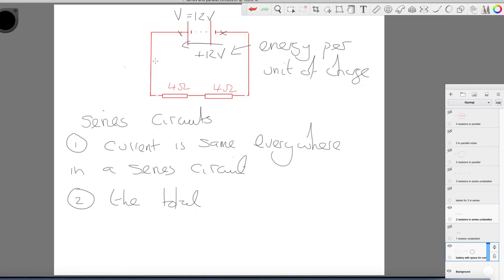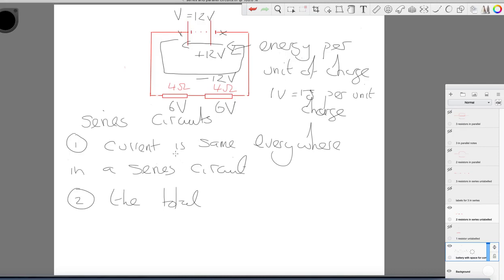each unit of charge. So if you gain 12 joules of energy for every unit of charge as you go through the battery, then as you come back to the battery, having gone around the circuit, you have to lose the same 12 joules for every unit of charge. 1 volt is 1 joule per unit charge. More of this when we look at it in year 10. So, because these two are equally difficult to get through, you're going to lose half of the energy for every unit of charge there and half of the energy for every unit of charge there.